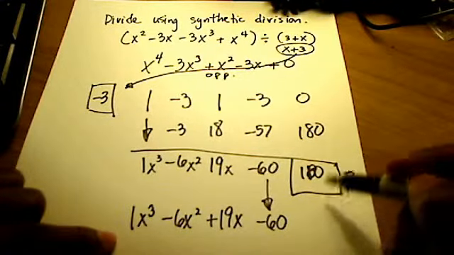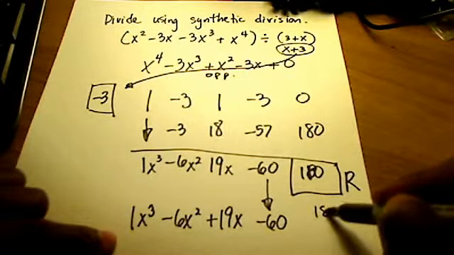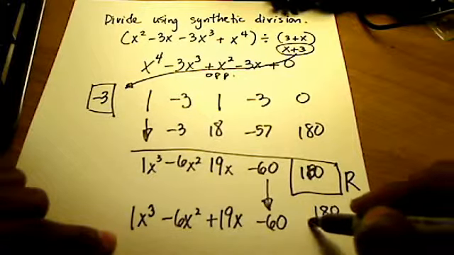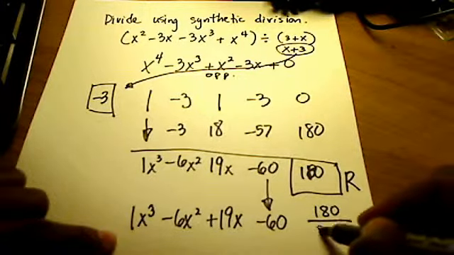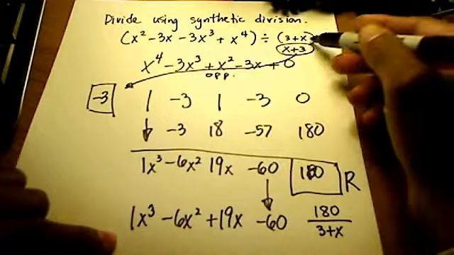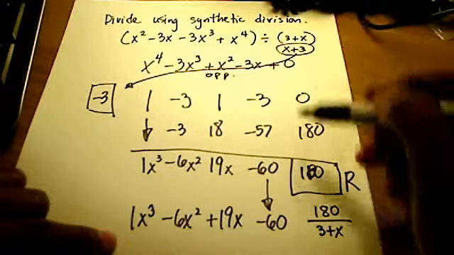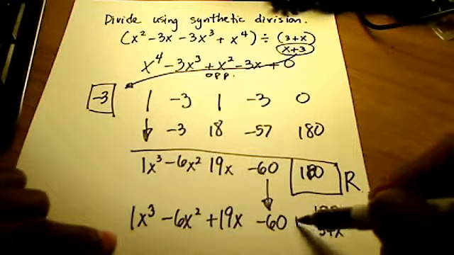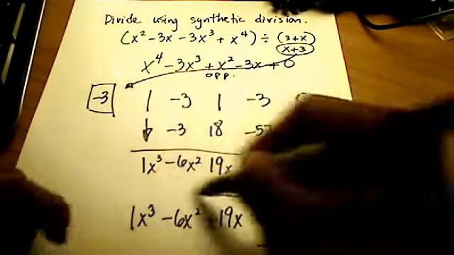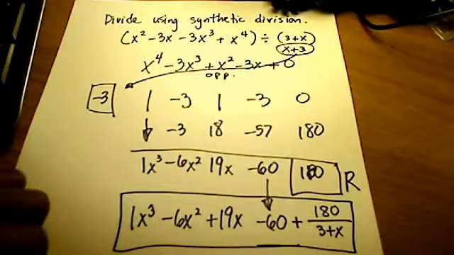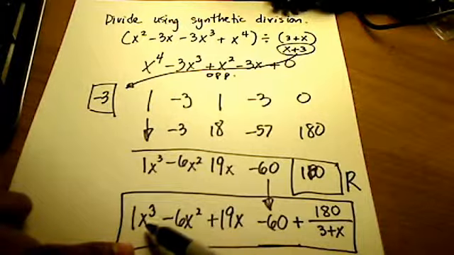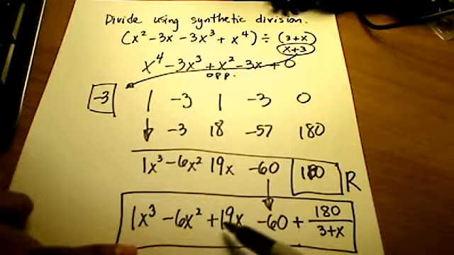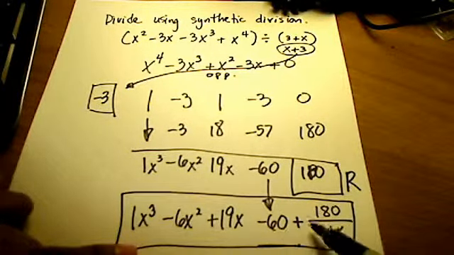I guess if we want, we can write the remainder of 180 over 3 plus x, because that's what our divisor was to start with, right? 3 plus x. And since that was a positive 180, I'm going to join it all with a plus sign right there. And there is our final answer: x to the third minus 6x squared plus 19x minus 60 plus this remainder of 180 over 3 plus x.